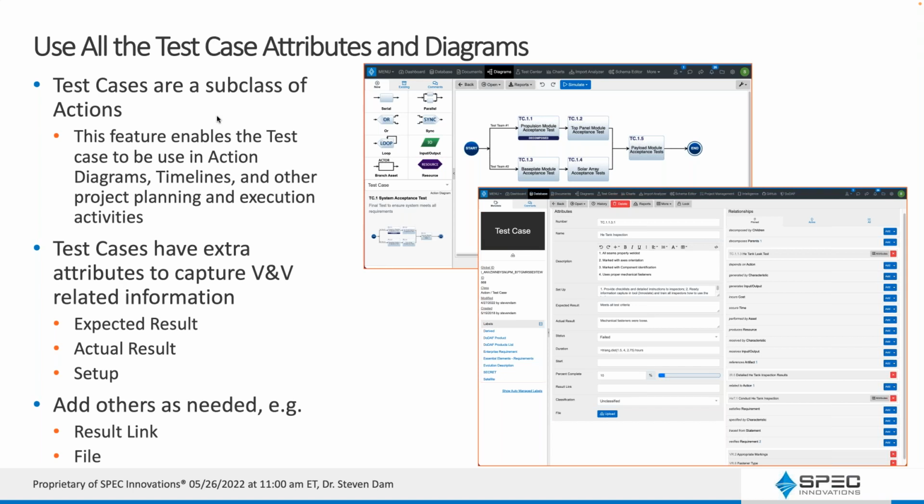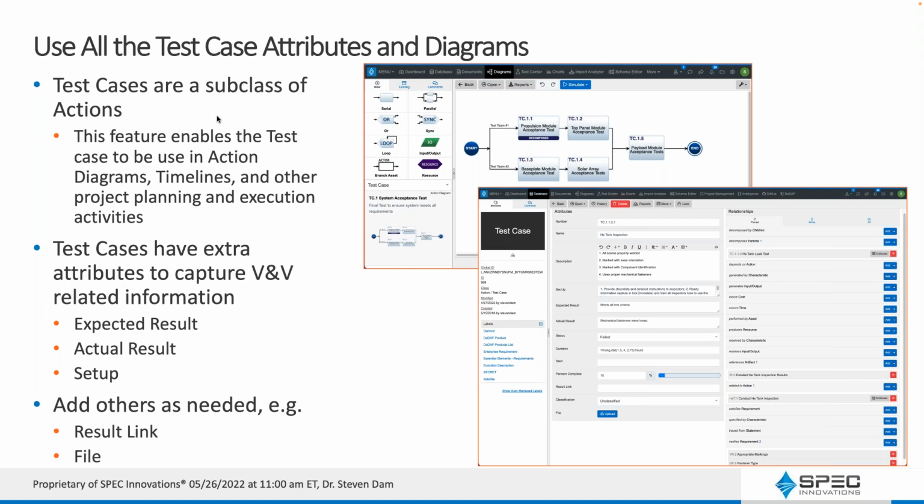Another thing is the attributes. We talked about several of the attributes already, but one of the ones we haven't talked about is setup. Setup is actually one of the attributes that is in Innoslate already on the test case, and you can add to that as you need to. They give you specific setup instructions. So we thought that's a nice thing to have.